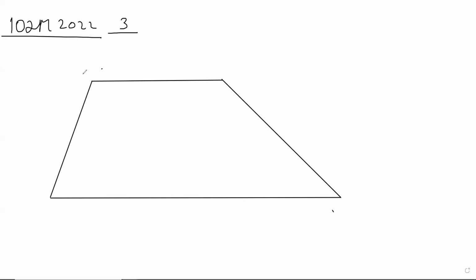Trapezium is a very interesting shape. We have seen it a bit in the past. Let's see what the problem is saying. Here is this angle bisector of angle... I read the question, but let me read it again. Bisector of angle A intersects... we're not very sure about the question.